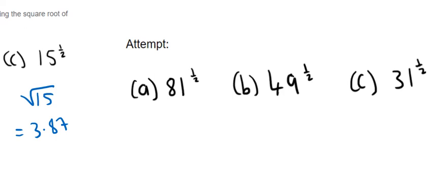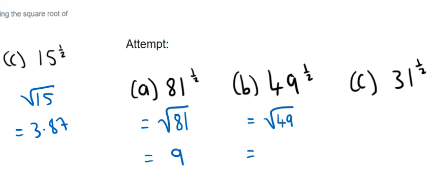So the first one here, 81 to the power of a half, is the same thing as the square root of 81. And square root of 81 is 9, because 9 nines are 81. Second one, 49 to the power of a half, is the same thing as the square root of 49. And square root of 49 is 7.